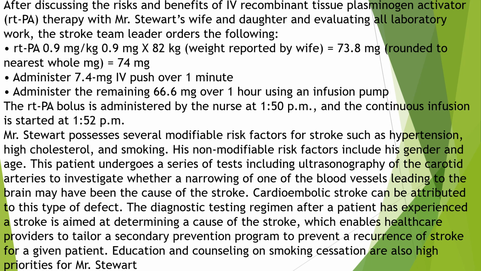This patient undergoes a series of tests including ultrasonography of the carotid arteries to investigate whether a narrowing of one of the blood vessels leading to the brain may have been the cause of stroke. Cardioembolic stroke can be attributed to this type of defect. The diagnostic testing regimen after the patient has experienced a stroke is aimed at determining the cause of stroke, which enables healthcare providers to tailor a secondary prevention program to prevent an occurrence of stroke for the given patient.